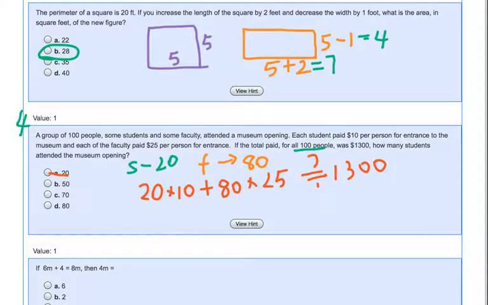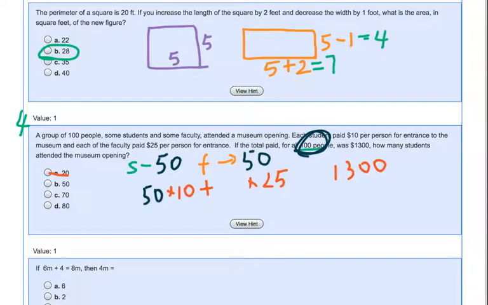Then I go to B. I will do the same thing. Now, we know that students will be 50. Then your faculty will be 50 because altogether it is 100 people. Then 50 times 10 plus 50 times 25, is it equal to 1,300? No, it's still not true.